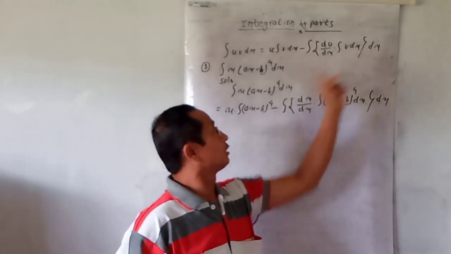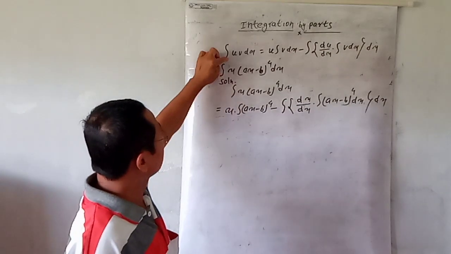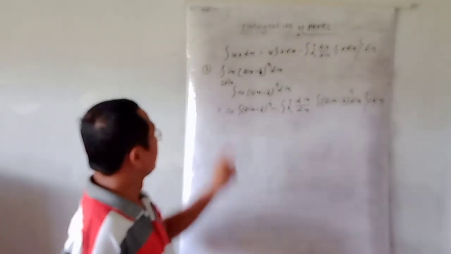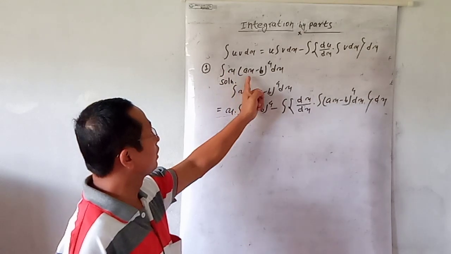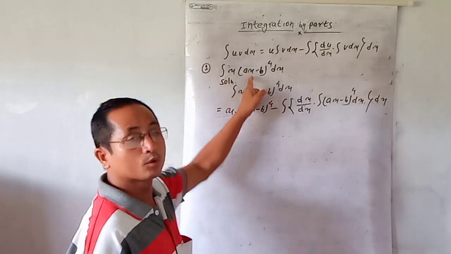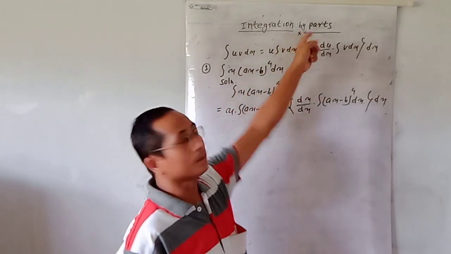In this formula we have to put this function. You can let u equal x and v equal (ax - b) to the power 4, because x is one function and (ax - b)^4 is another function. It is in the form of a product. That's why we have to use integration by parts.